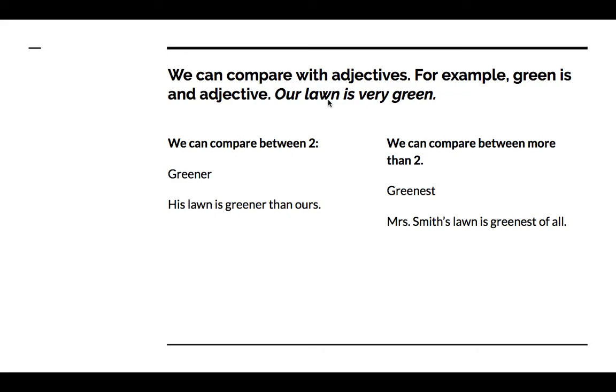But if I want to compare two lawns, between two, we would say greener. I'm thinking about our lawn and about his lawn. We're comparing two lawns. So we would say his lawn is greener than ours. But let's say we had more than two lawns, so we can compare between more than two. So we could say greenest. Mrs. Smith's lawn is greenest of all. Okay, so we add er onto most adjectives when we're comparing between two, and we add the suffix est if we're comparing more than two.